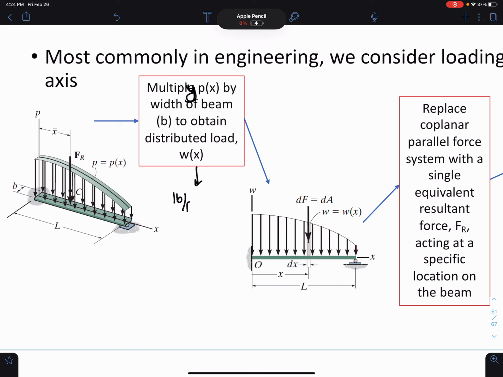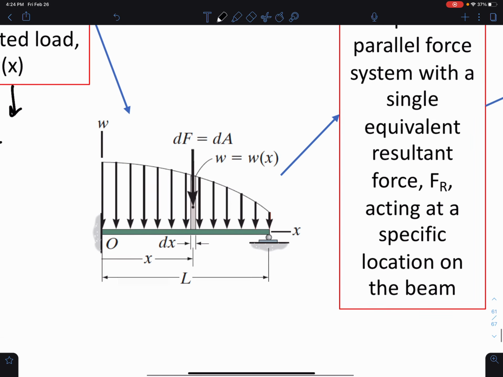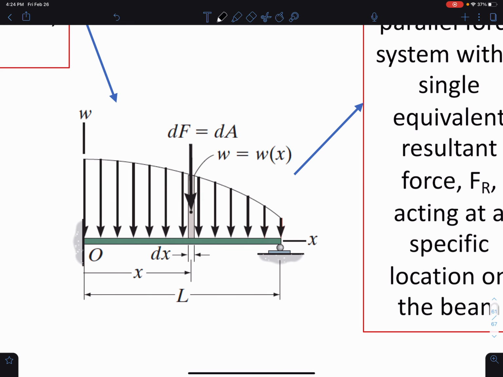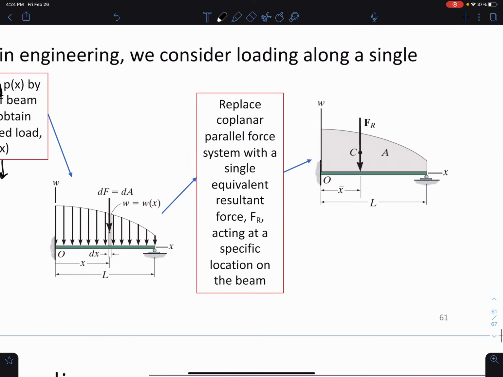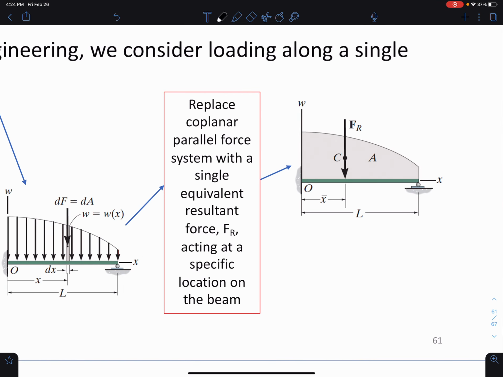Let's talk again. We're going to multiply the p of x by the width of the beam to obtain the distributed load w of x, which is just going to look like this here, and that is going to be in units of force divided by length.